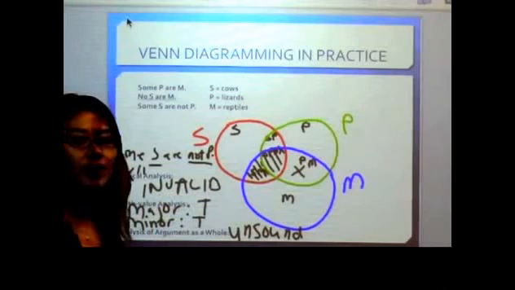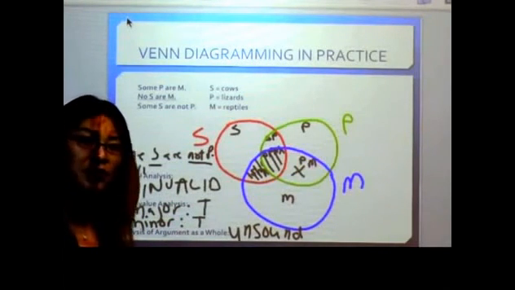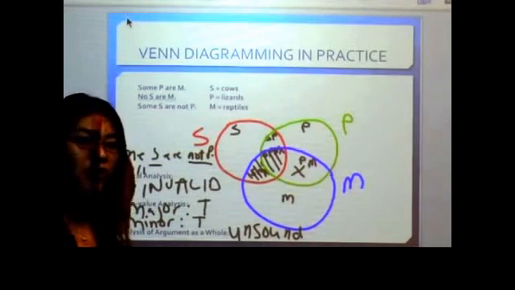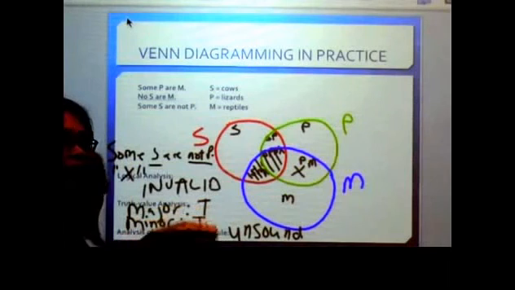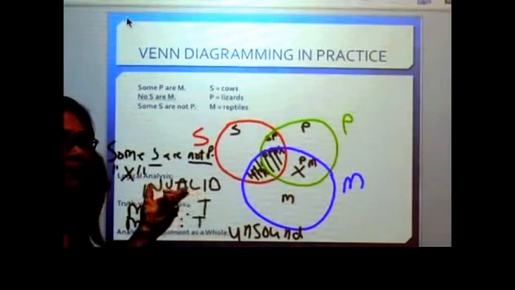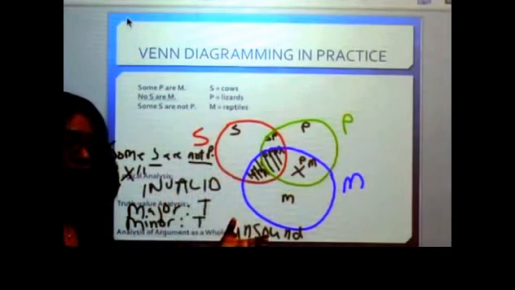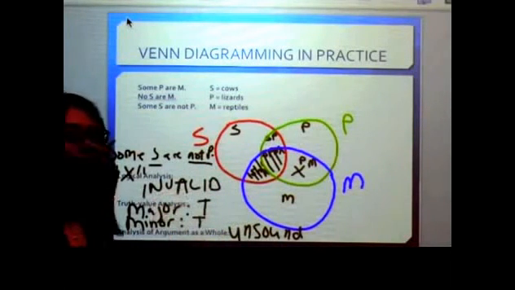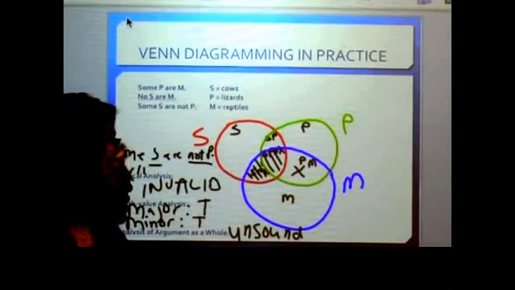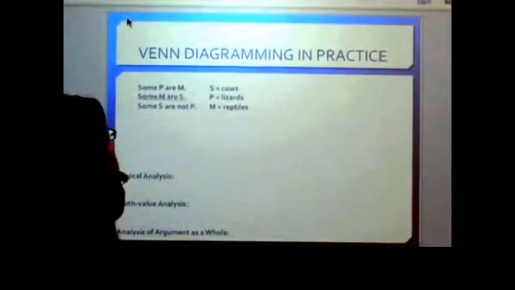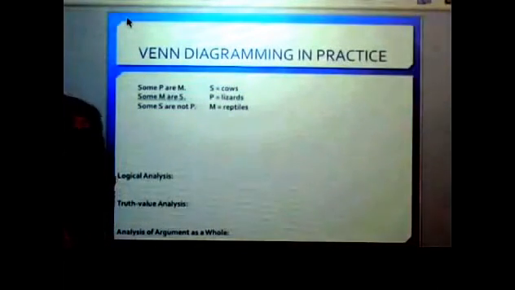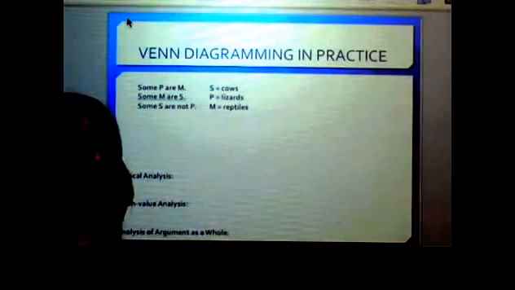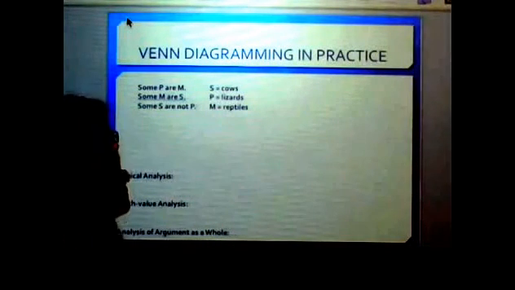Remember, when an argument has invalid reasoning, even if the premises were true, they don't guarantee the truth of the conclusion. Even if you have true premises, the reasoning is such that the truth of the conclusion is not guaranteed. This is a bad deductive argument. It's unsound. So here's our final example of doing a Venn diagram for determining the validity of arguments.